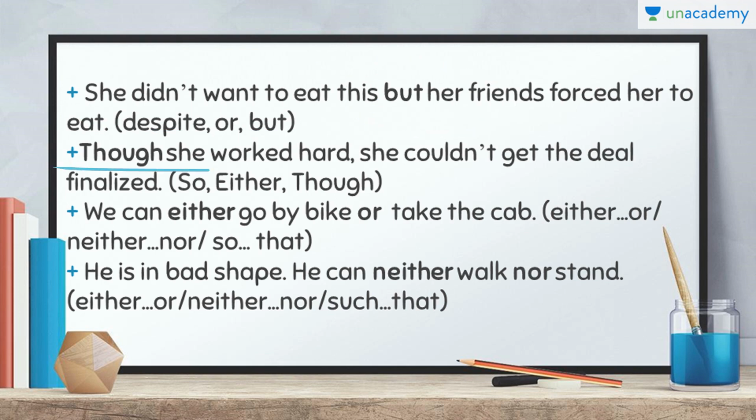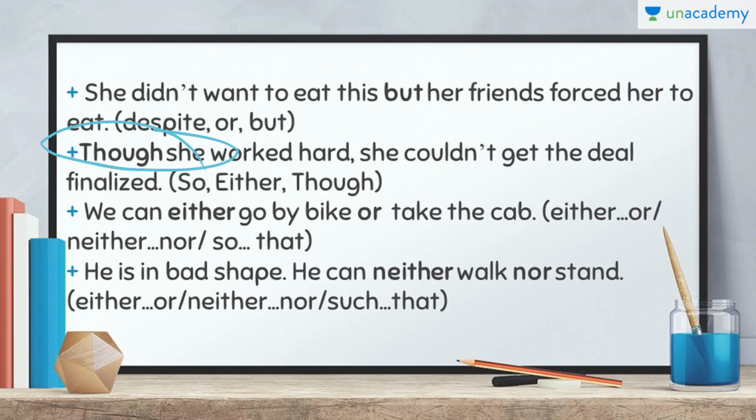Though she worked hard, she couldn't get the deal finalized. Here though is used, telling us that something was supposed to give some result, but the result was completely opposite. So she worked hard. As the result, she was supposed to get the deal. We know what was the expected result in this case. But here the word couldn't is telling us this first work is not giving the result as it should have been giving. That's why though is used.